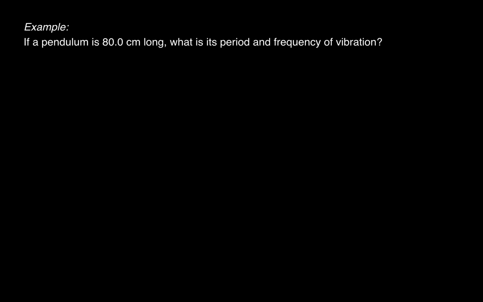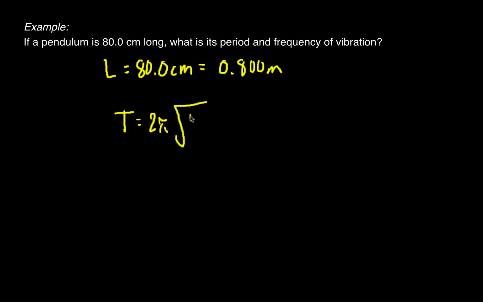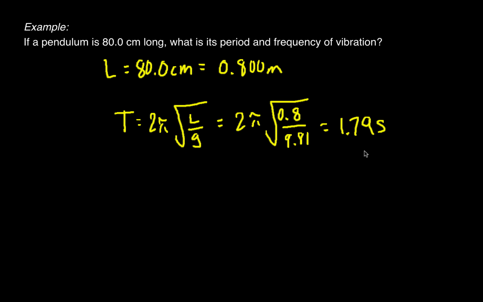For example, if a pendulum is 80 centimeters long, what is its period and frequency of vibration? This is a length of 80 centimeters, which is 0.8 meters. The period is equal to 2 pi root length over g, which is 2 pi times the square root of 0.8 divided by 9.81, which gives us a period equal to 1.79 seconds.